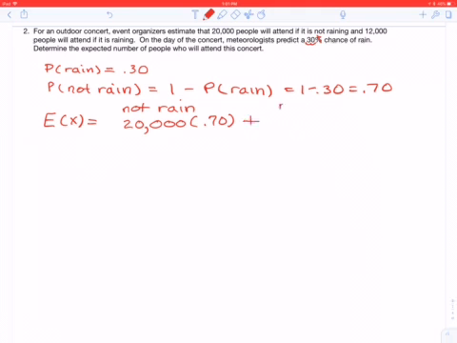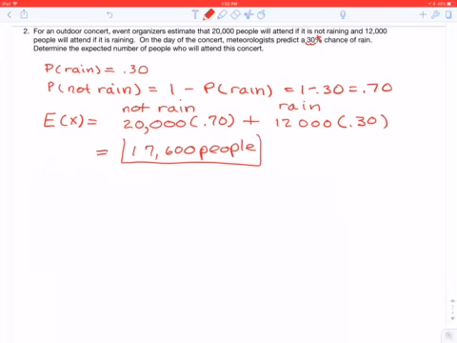If it does rain, the event organizers estimate 12,000 people. And the probability that that will happen is 0.30. That gives us 17,600 people. So sometimes it rains and there's only 12,000 people. Sometimes it doesn't rain, there's 20,000 people. This is the average of the number of people in the long run.